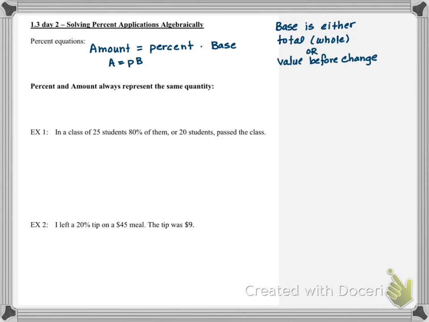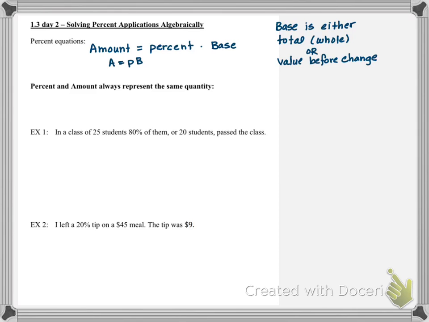Whereas if I go out to dinner and I leave a 20% tip, I'm actually changing the cost of my meal, right? I'm increasing the cost of my meal from the price without the tip, or before the tip, to the price after the tip. And so in that case, my base would be the value before the change. So it would be the price of my meal before the tip, before I increased it by a certain amount. So depending on the type of problem, the base is going to be either one of those things.